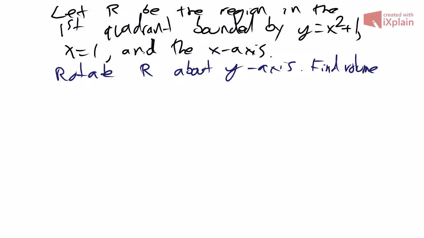So let's make a sketch of our region. We have y equals x squared plus 1. That's a parabola that intersects the y-axis at 1, so this point here is 0, 1. Now we're also going to take the vertical line x equals 1. It's right here.